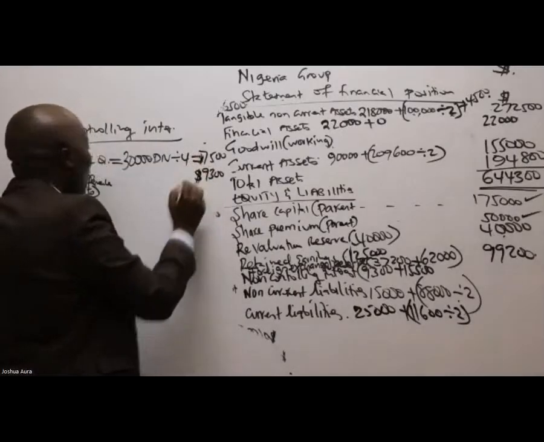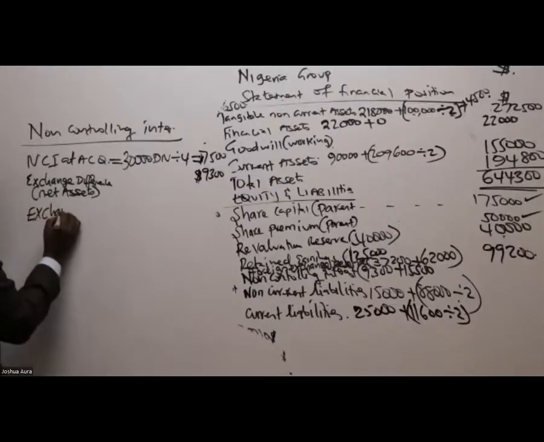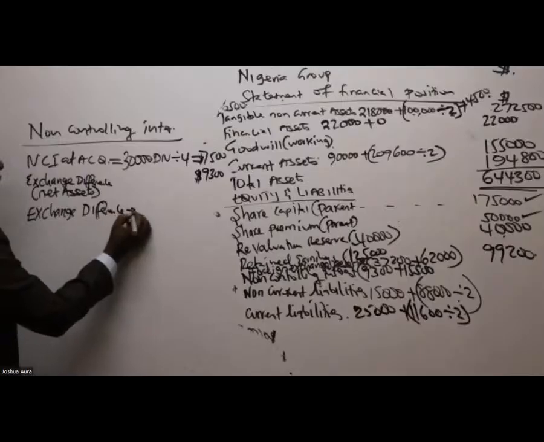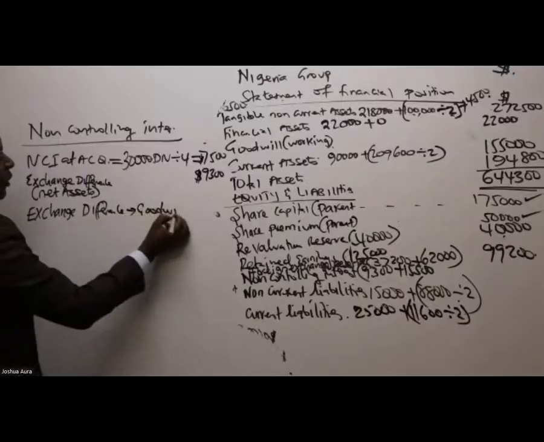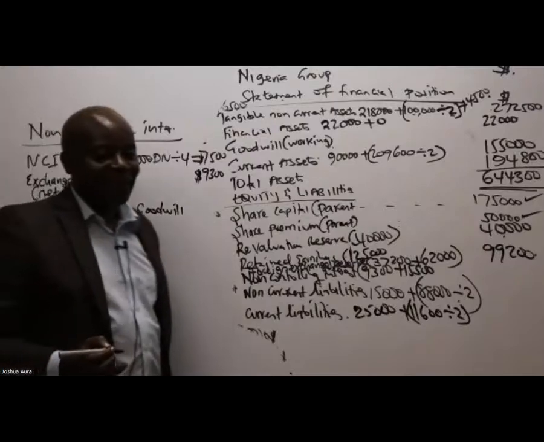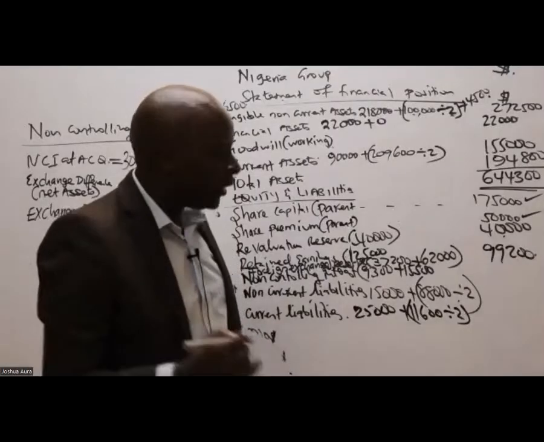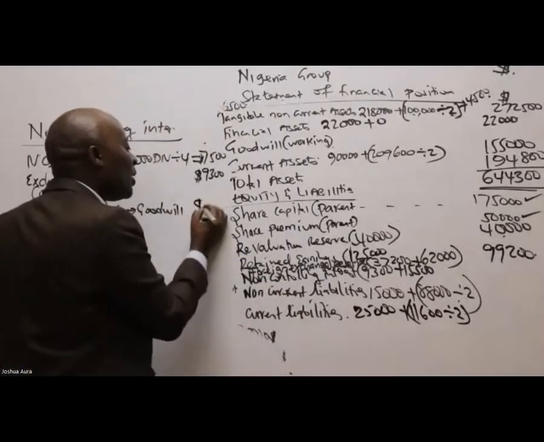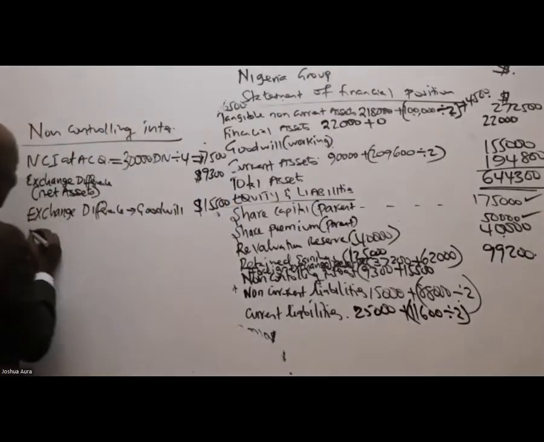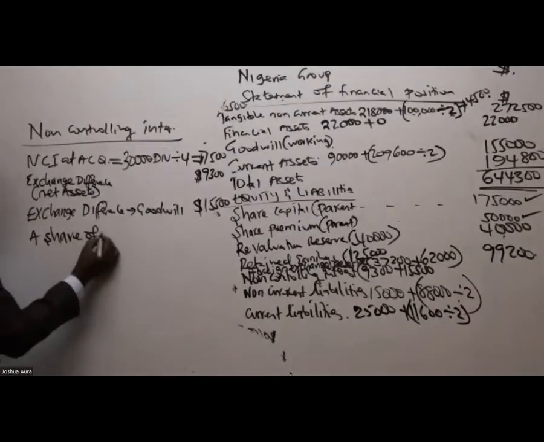We also gave them something from exchange difference of goodwill. Is there somebody who is able to remember? 15,500. We gave them that, and already this is translated, 15,500. Also, these guys must always get a share of PARP.